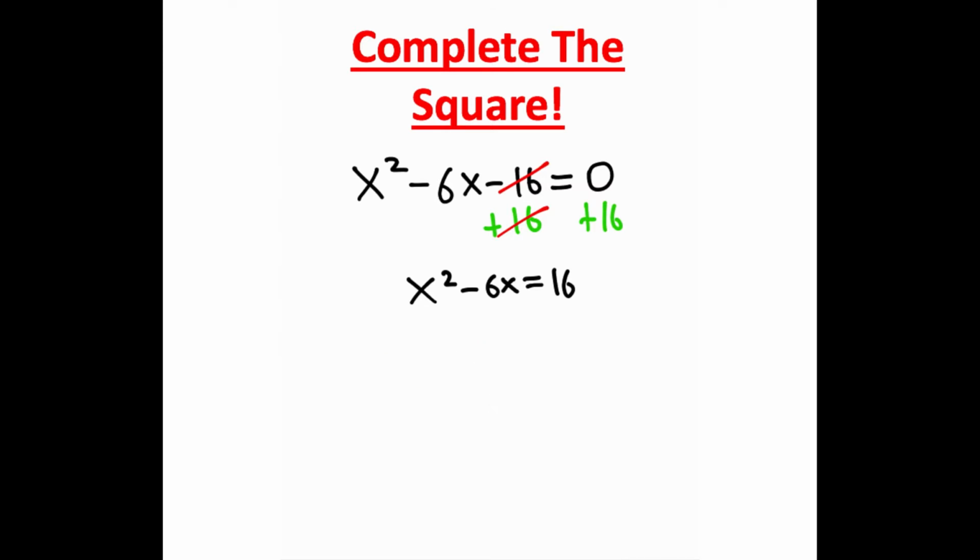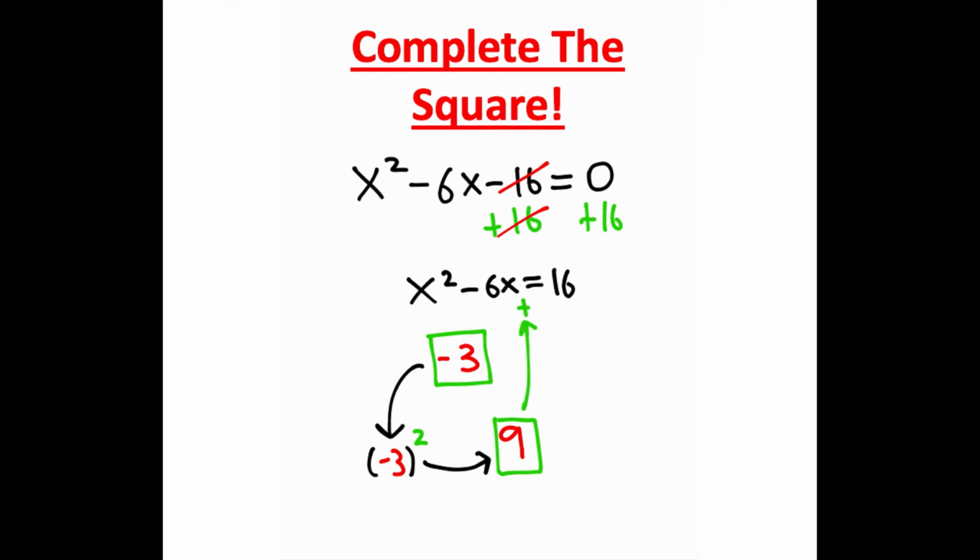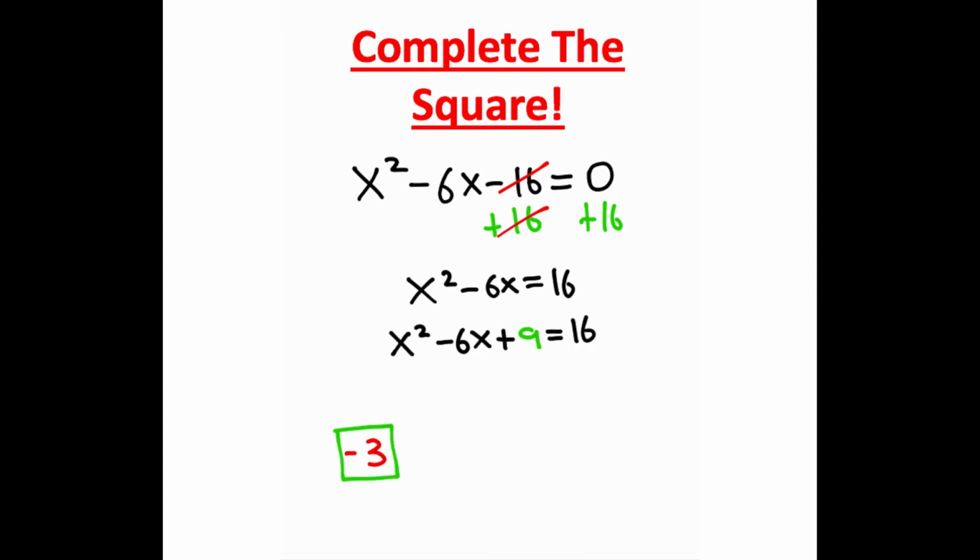So in this case, our b term is going to be negative 6. Negative 6 divided by 2 is going to give you negative 3. And from here, you want to hold on to that negative 3, and I'll explain why in a moment. So now that you have negative 3, you're going to square it. Negative 3 squared is going to give you positive 9. Now you can take positive 9 and add it back into your expression, and you will get this expression here. x squared minus 6x plus 9 equals 16.